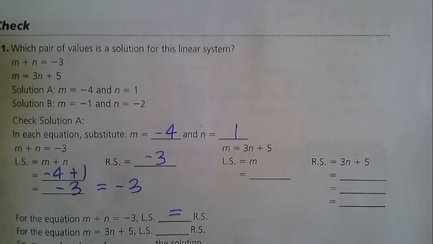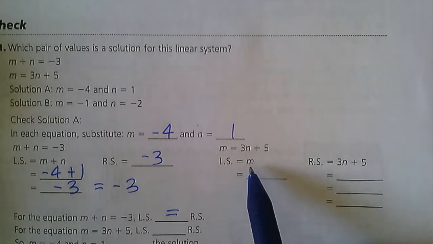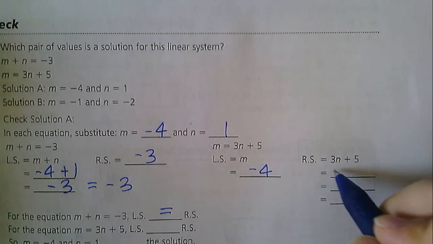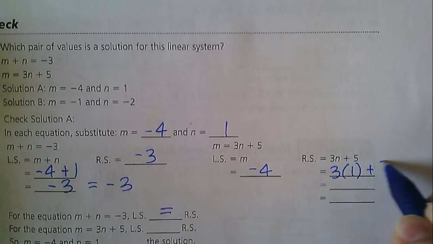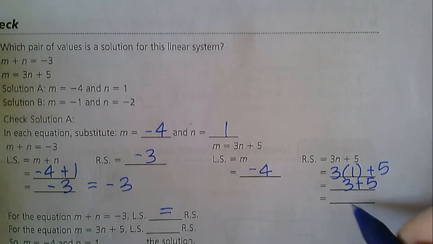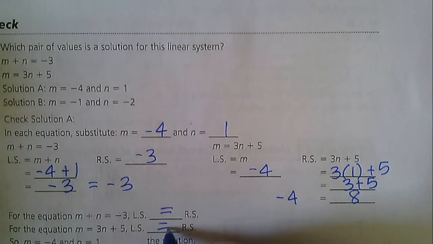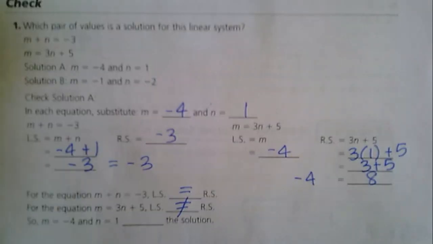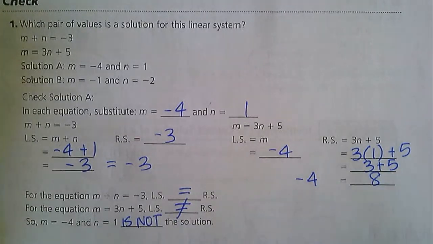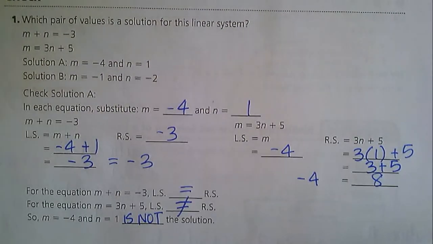Let's try the second equation. m equals 3n plus 5. On the left side, we have m is equal to negative 4. So that's our constant value there. On the right side, we have 3 times 1 plus 5. 3 times 1 is 3, plus 5. 3 plus 5 is 8. So we have negative 4 equals 8. Those are not equal. That's my symbol for not equal. So this is not the solution. That solution did not work because, again, it did not satisfy both equations.